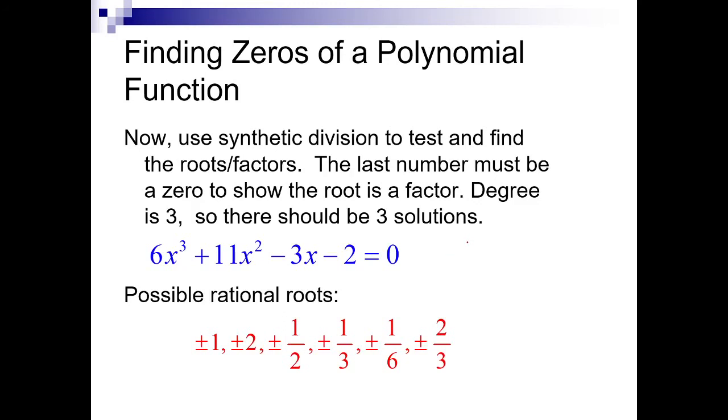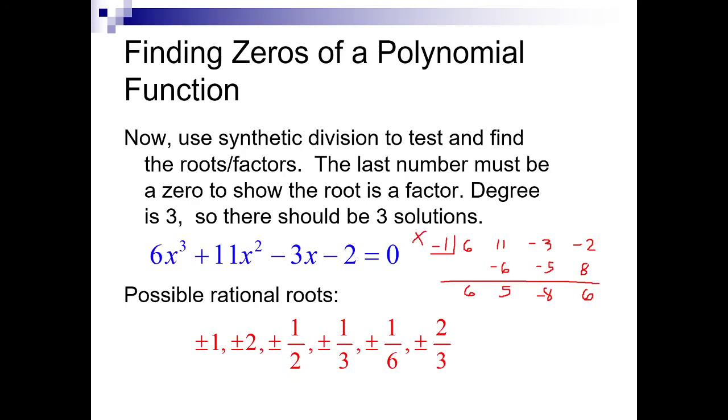Okay, let's show the solution now. We have 6, 11, negative 3, and negative 2. I'm going to start with negative 1. Bring down 6. Multiply, that's negative 6. This is 5. This is negative 5. This is 8. Positive 8. It's not 0. So it cannot be negative 1.